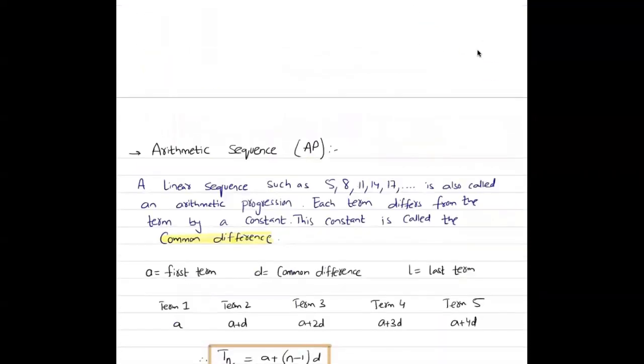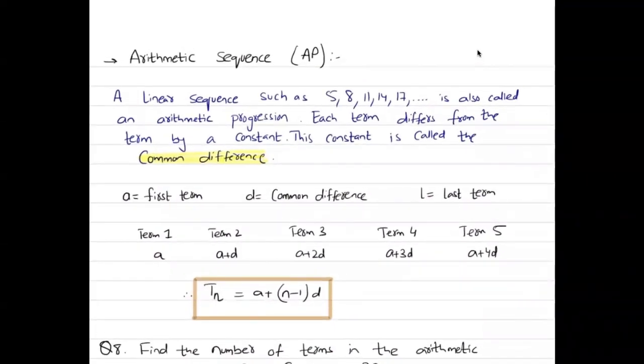Okay, now let's dive into the topic of today, that is the arithmetic sequence. Guys, an arithmetic sequence is a linear sequence in which there is going to be a common difference. Consider this example. The first term is 5, the next term is 8, 11, 14, 17. It's a special series that has a common difference between the consecutive terms.